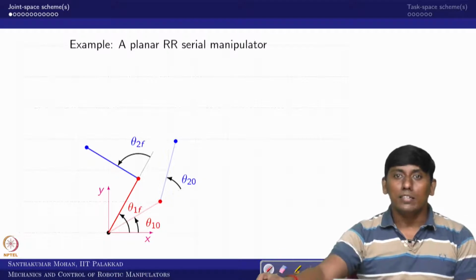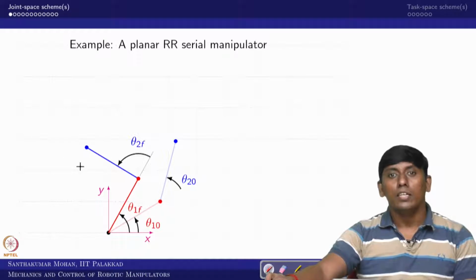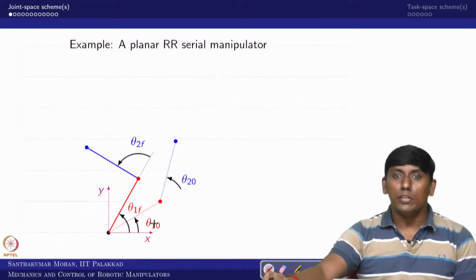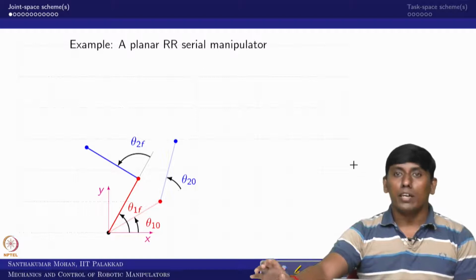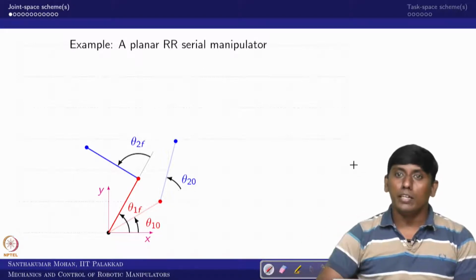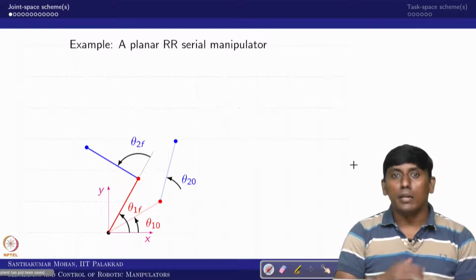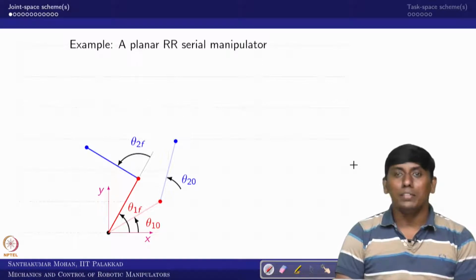So we will first see how the joint space scheme can be generated. This is the initial position and you want to go to this final position, but through joint space trajectory, in the sense theta 10 is supposed to go to theta 1f and theta 20 is supposed to go to theta 2f. That is what we are trying to do. You have already seen this in the lecture. This can be done synchronously or probably in series, so we will try to see both in this particular lecture.